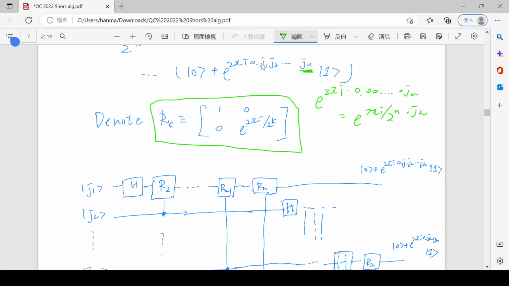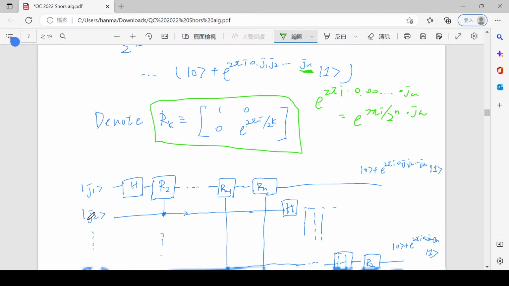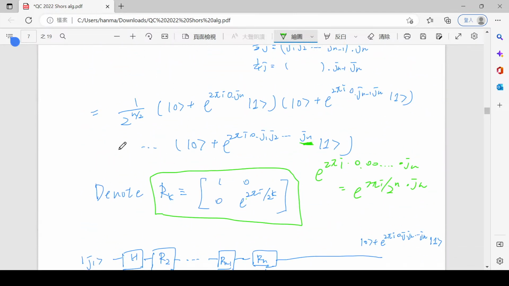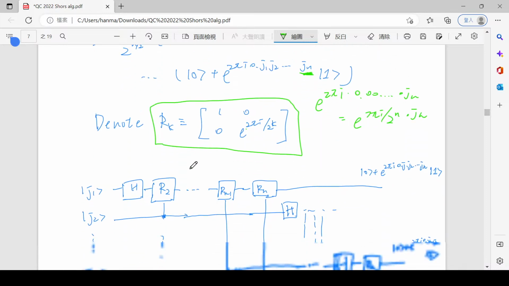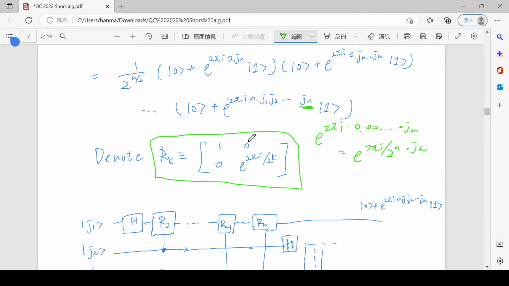And so what you want to do here is construct those qubits one by one. So you see this qubit has this, it's 0 plus 1, so that's why you get this Hadamard first. And then if you do Hadamard, then this becomes 0 and e to the 2 pi i 0 point J1 and 1, right?